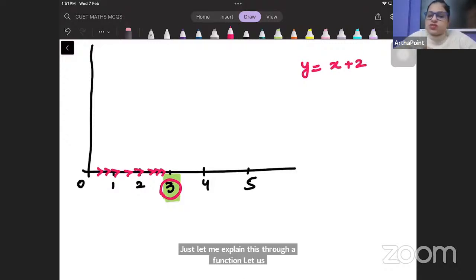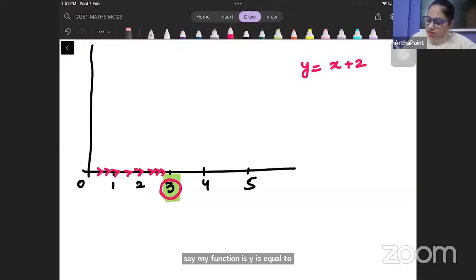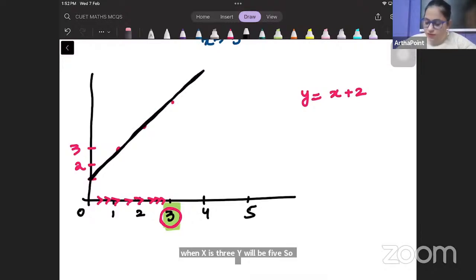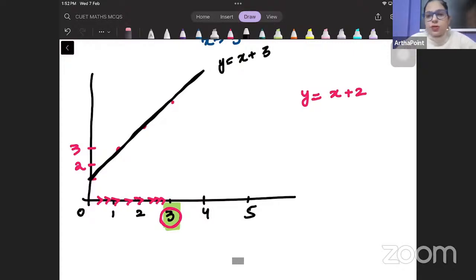Right? You just plot this function. What will the function look like? How will it be made? When x is 0, y will be 2. When x is 1, y will be 3. When x is 2, y will be 4. When x is 3, y will be 5. So the diagram of your function will be like this. This is your function y is equal to x plus 2. Now understand.